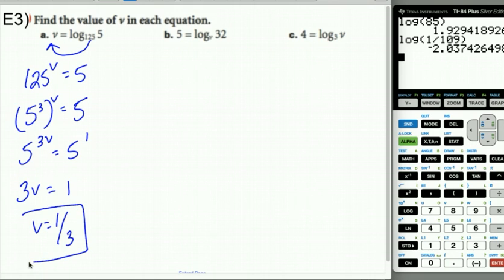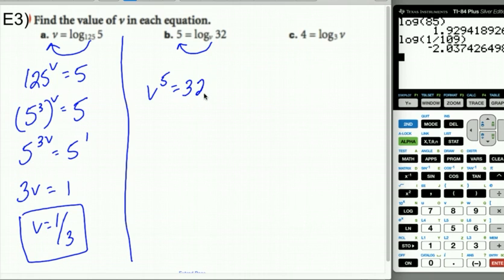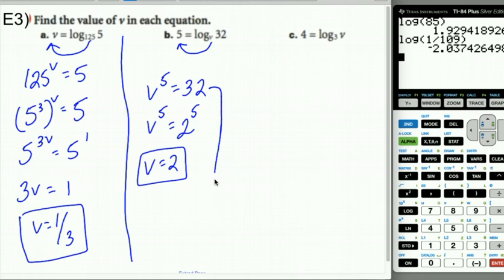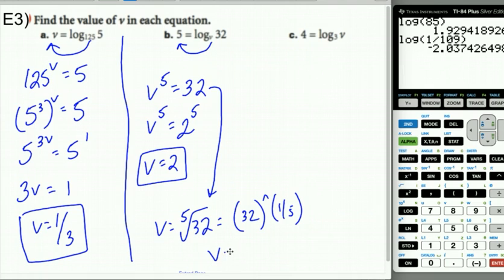Okay, if we do the same thing for b, if I rewrite this in exponential form, I get v to the 5th equals 32, right? Well, 32 happens to be a 5th power. Now you could take the 5th root of 32, that's fine, right? Or you could notice that 32 is 2 to the 5th, so v has to be 2. The other way to get there would have been to say, hey, I'm going to take the 5th root of 32, which you do in a calculator by doing 32 to the 1/5, and you'd get v is 2.